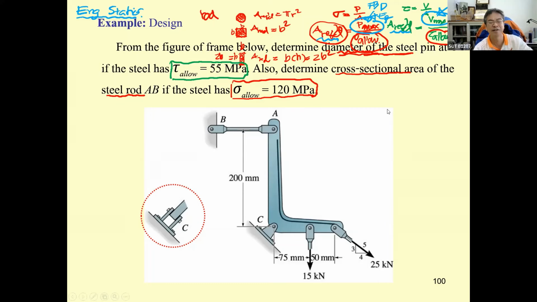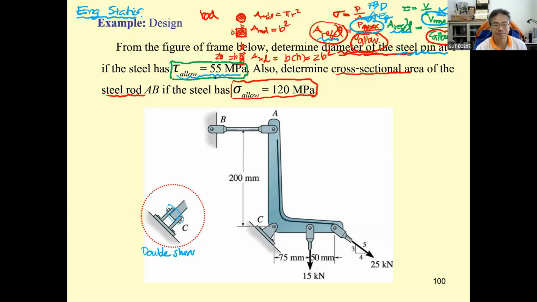Now, consider this structural member to be the frame, and this frame has the connection at C. This kind of connection is going to be double shear. Okay, why? Because at the cutting plane over here, there are two cutting planes. And then they asked us to determine the size of the pin at this point by taking the tau allowable of 55 megapascal.